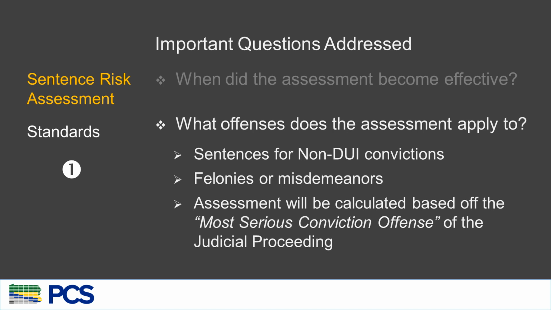The sentence risk assessment will be calculated based on the most serious conviction offense of the judicial proceeding, in other words, the sentencing hearing, and will be generated one time for each judicial proceeding, again, based off the most serious offense.